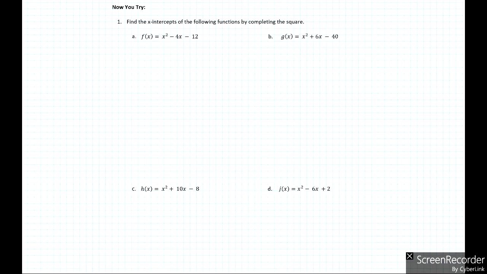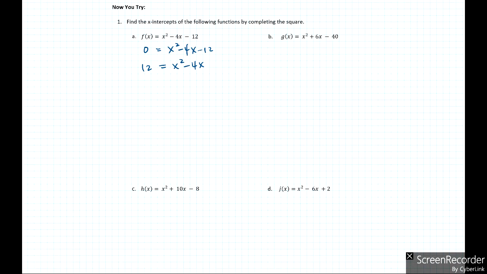In part A, if we want to look at completing the square, the first thing to find the x-intercept is set f of x to be 0, and therefore x squared minus 4x minus 12 is equal to 0. And with this, to complete the square, we can move 12 to the other side by adding 12 on both sides. So 12 is equal to x squared minus 4x.